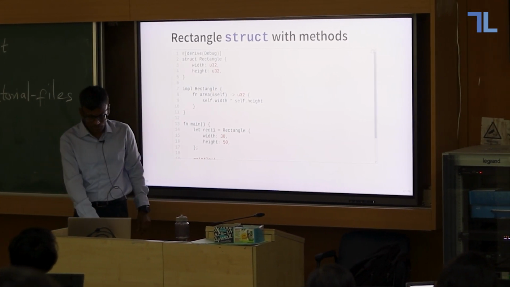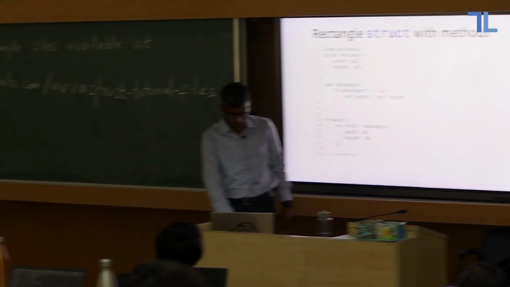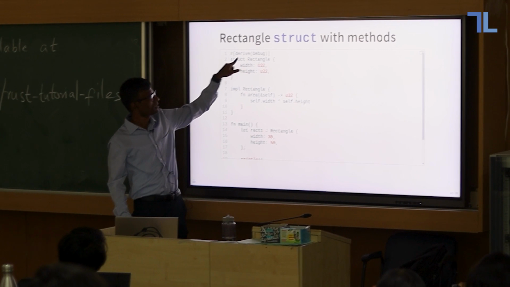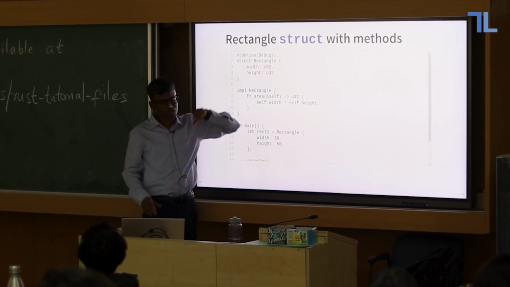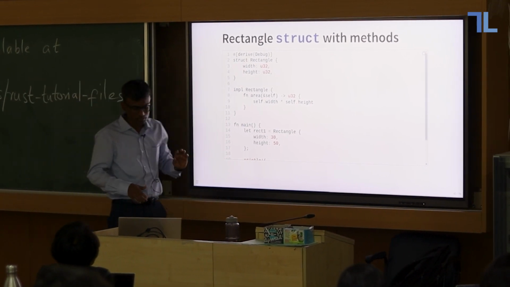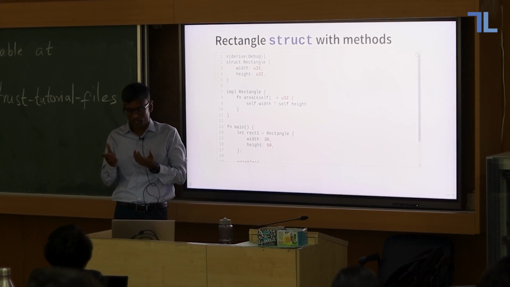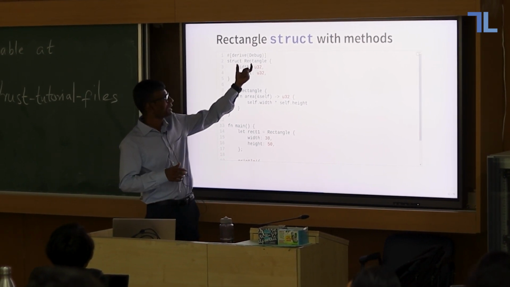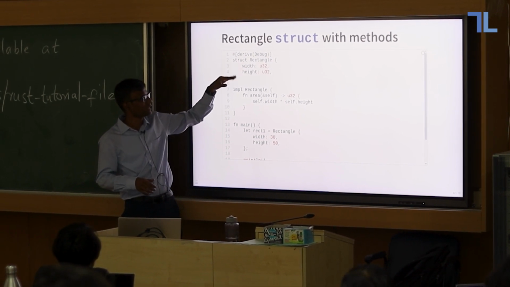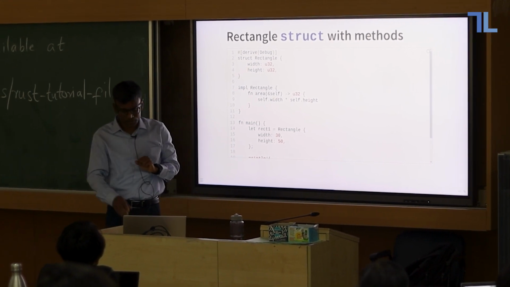So let's see the rectangle structure with methods. You have the usual structure as before. What this derived Debug does is, if I want to print this rectangle, the compiler will automatically figure out how to print it. Debug stands for how to display this. We are telling the compiler to please go ahead and derive some printing function for this rectangle. You can override that function, because you can write your own, but it's a convenience.